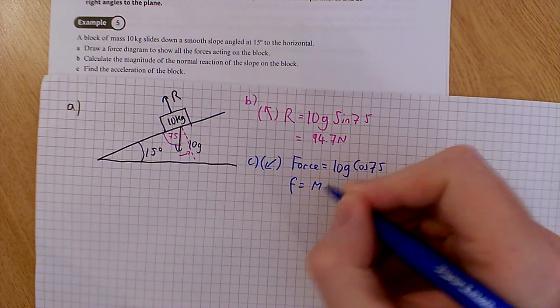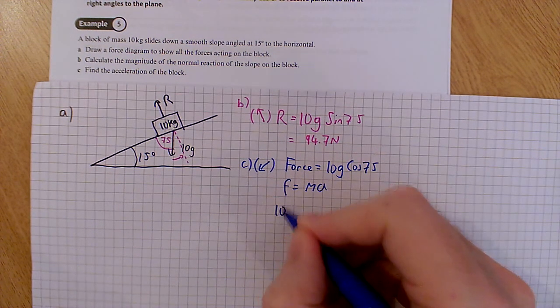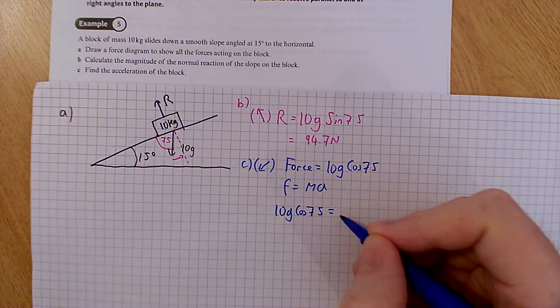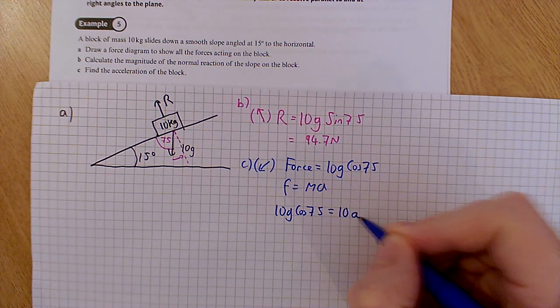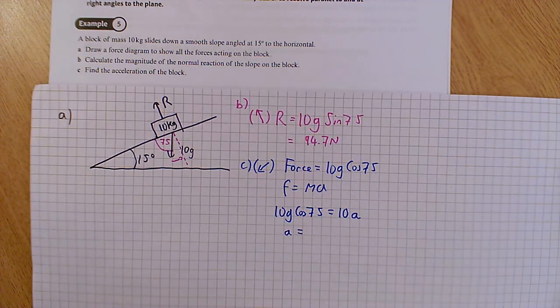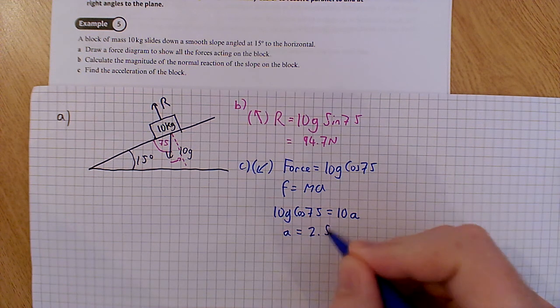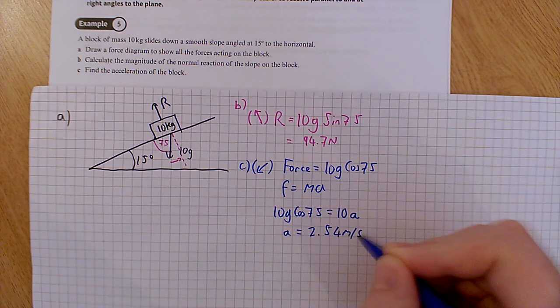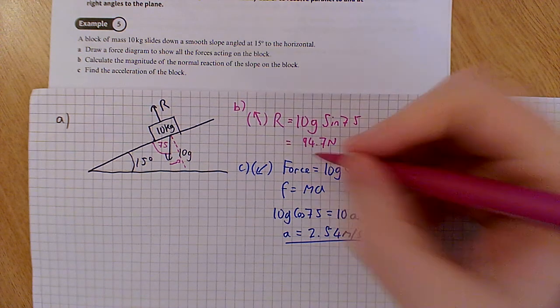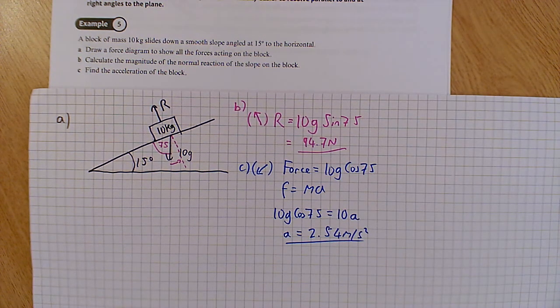Then we do force equals mass times acceleration, and we get 10g cos 75 equals 10a. Then we divide by 10 and we get that a is g times cos 75, which gives us 2.54 meters per second squared to 3 significant figures. And they are your 2 answers for that question.